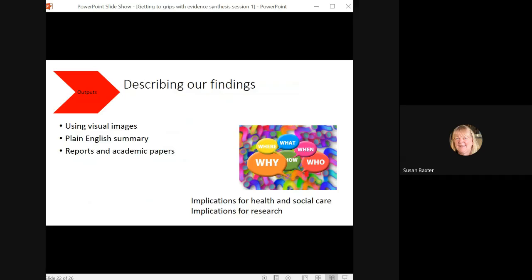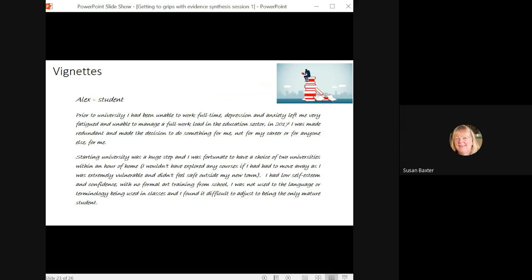Obviously, we do publish reports and academic papers from the work, but we're really keen that our findings aren't just directed towards an academic audience, but are directed towards other people as well. So we're very keen to pull out what the implications are for health and social care, but also implications for research. So again, I think this is a key area where we really are seeking help from our stakeholders, including our public advisors. So were you going to talk about how we used vignettes during the student mental health review, Fiona?